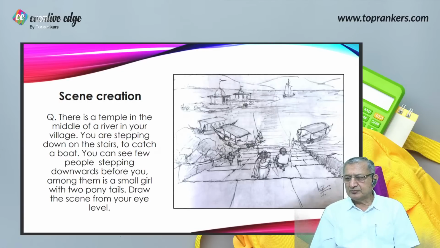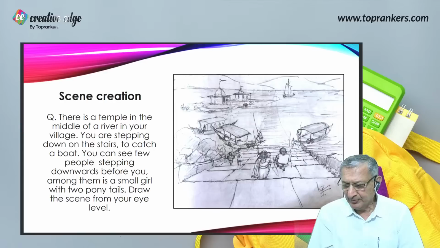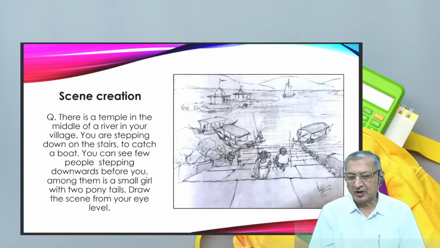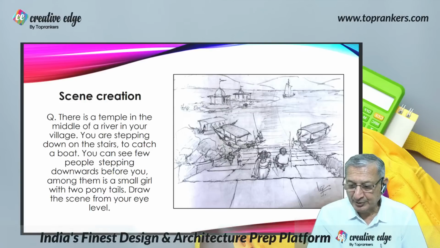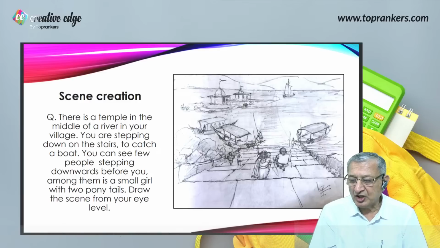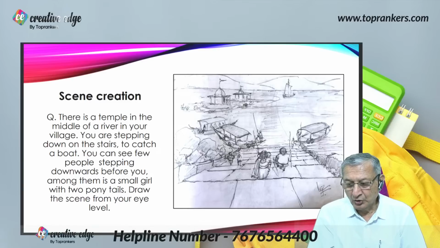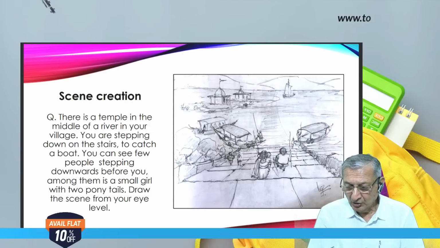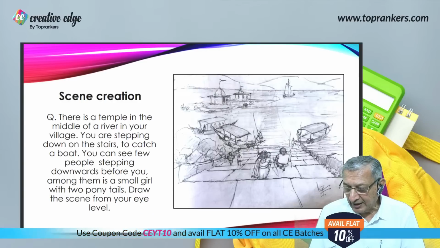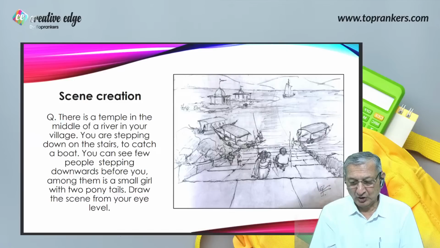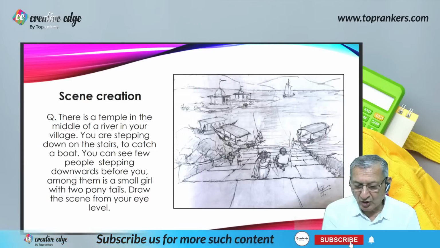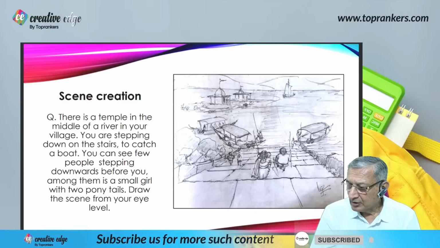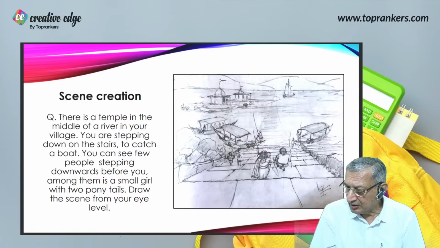Some of the new scenes that I have brought this time. Now, this scene is against the question: there is a temple in the middle of a river in your village. You are stepping down the stairs to catch a boat. You can see a few people stepping downwards before you, among them a small girl with two ponytails, and draw the scene from your eye level. Friends, when I talk about the eye level, see here, the bottom of the hill is the eye level of the person who is standing here.